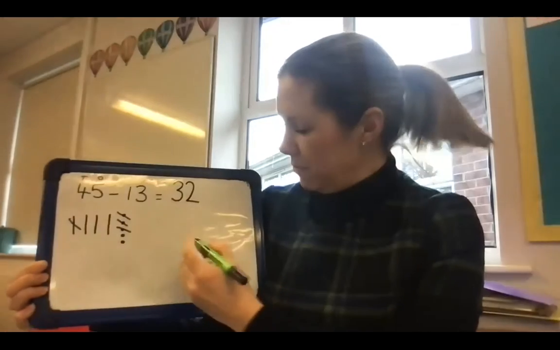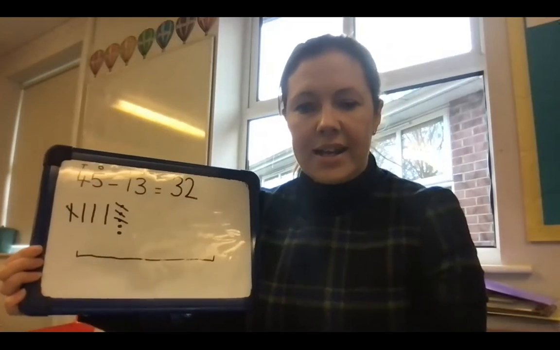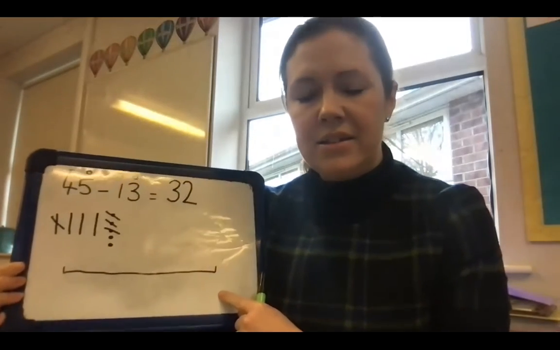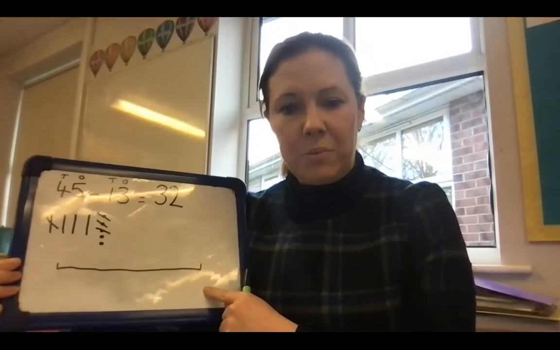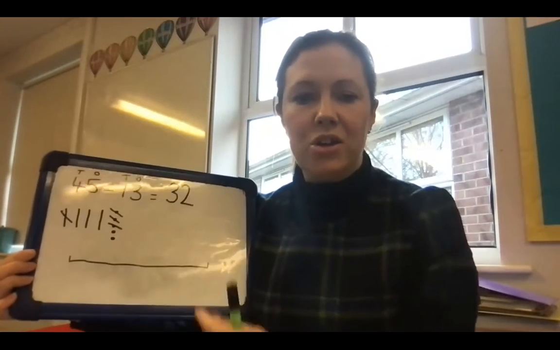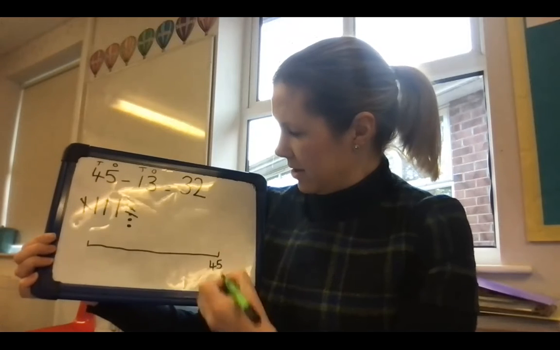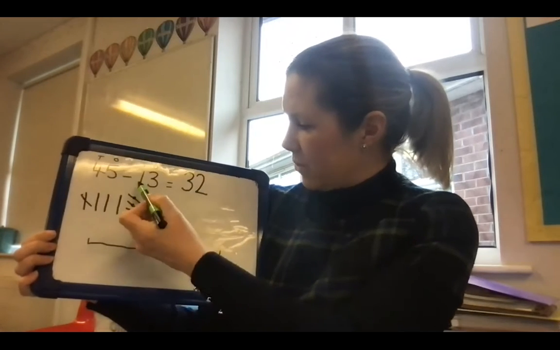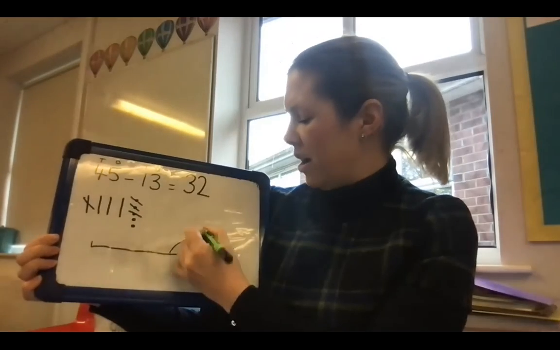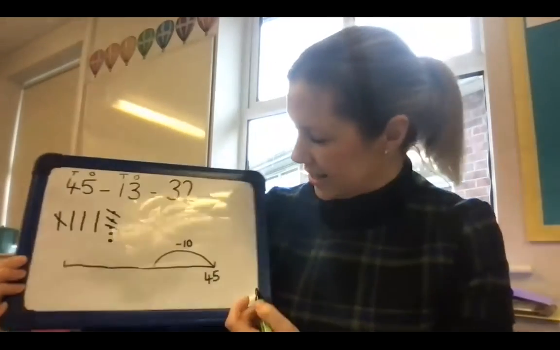Then what you could do is prove that again with an empty number line. And as we've practiced lots of times before, we start at the opposite end of the number line than what we did when we were doing addition, because when we're subtracting, we're counting back and numbers are getting less. So I'm going to put 45 just here. Okay, and then I'm going to take away 1 ten. So that's one jump of 10. And I'm going to write take away 10 at the top so that you can see what my calculation is.